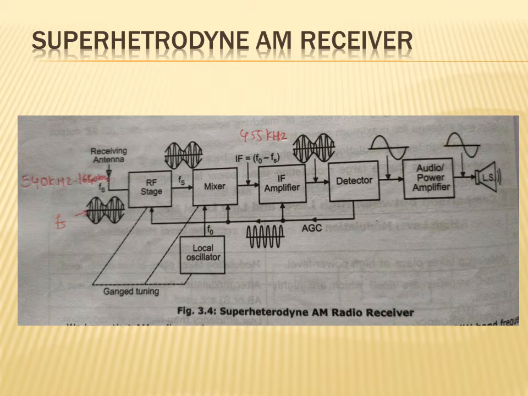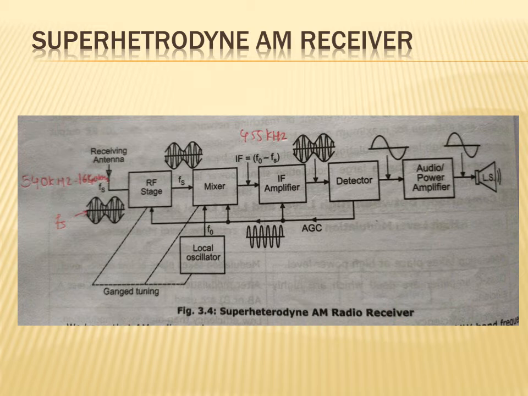FO, FS, FO minus FS, FO plus FS, from which the FO minus FS frequency component is selected and all other frequencies are rejected. This frequency is called the intermediate frequency, that is IF, which is applied to the IF amplifier. The intermediate frequency of AM receiver is 455 kilohertz.